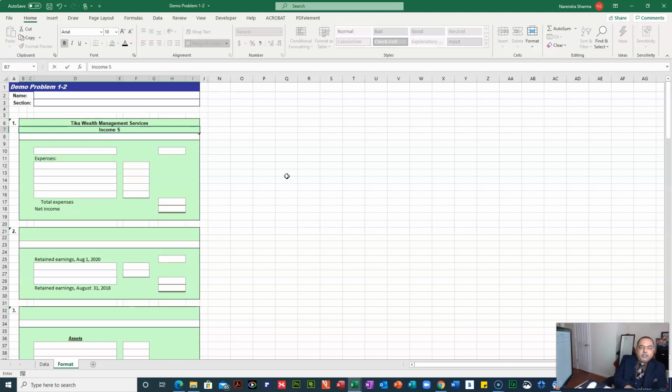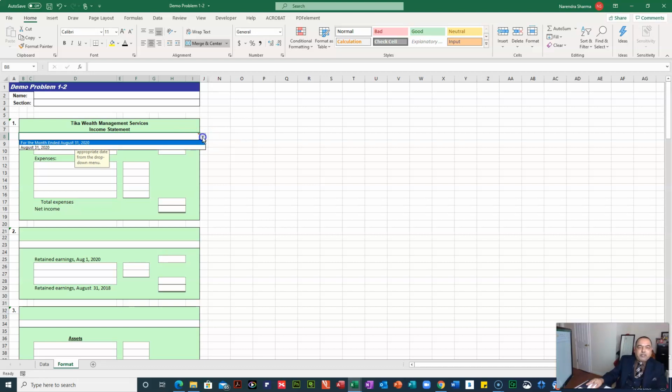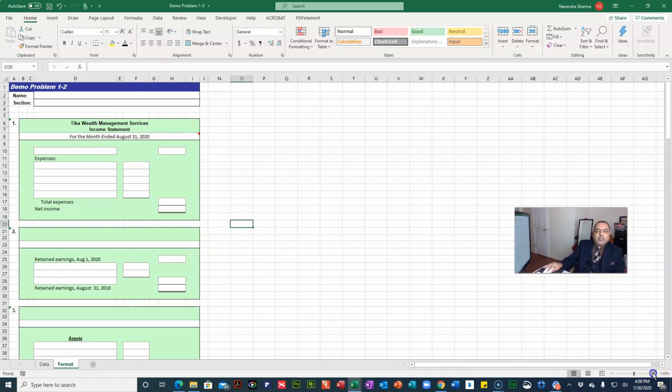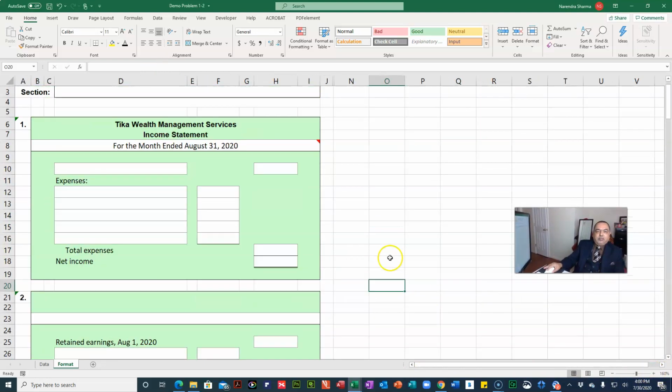So I'm going to write income statement. And then here, as I said to you, whether you're preparing a periodic statement or a particular date statement. Now this is a periodic statement, so I'm going to select the first option: for the month ended August 31st, 2020. Now, as I have been saying to you, in the income statement, we always start with the revenue. So that is what we are going to do as well. So let me enlarge that and just focus on that.